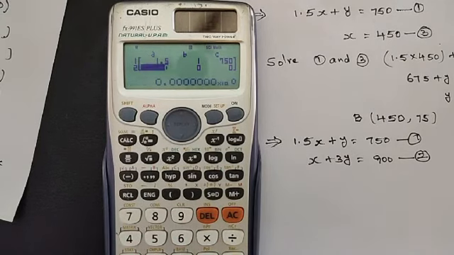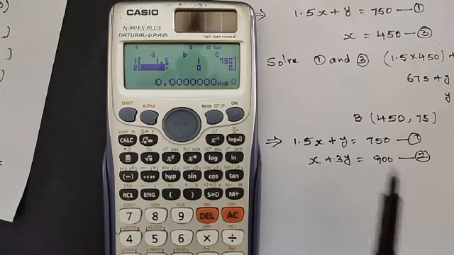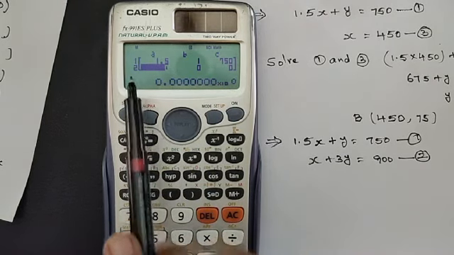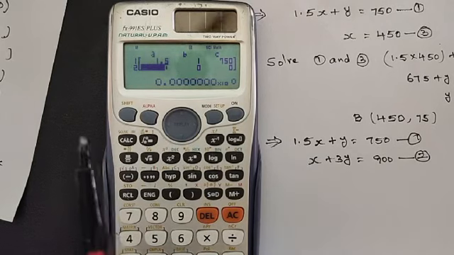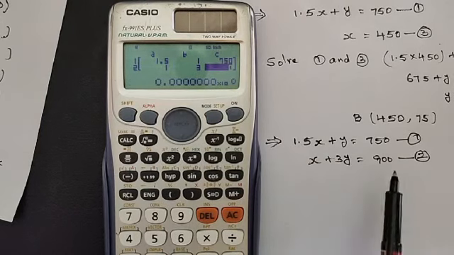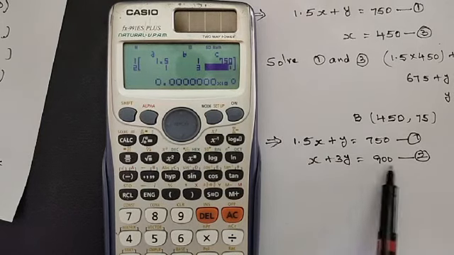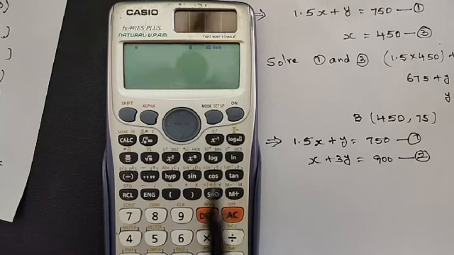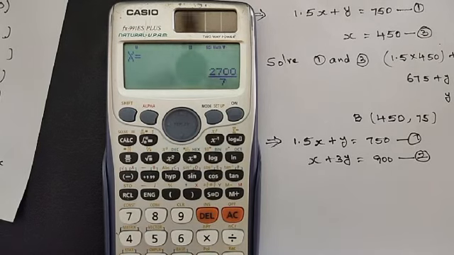So this is regarding the first equation. Next, coming to the second equation, here it is 2. What is the coefficient of x? 1. What is the coefficient of y? 3. What is the C value? 900. So if you press equals, then you will get the values of x and y.